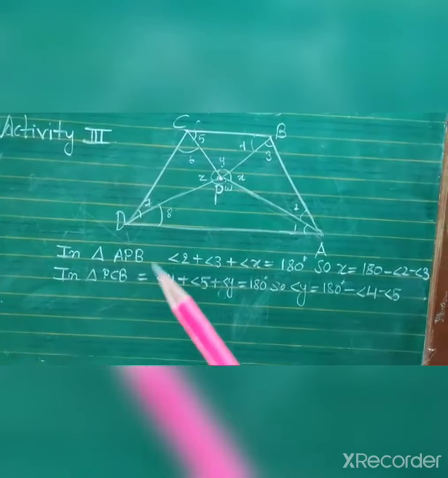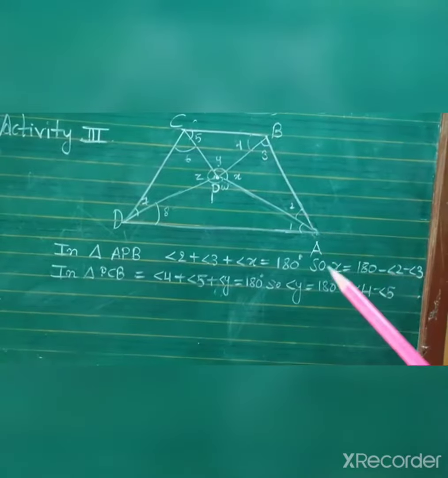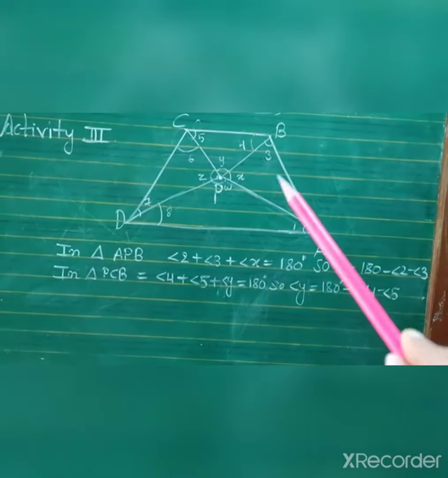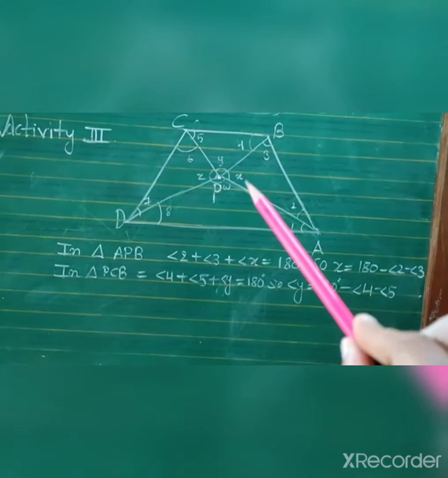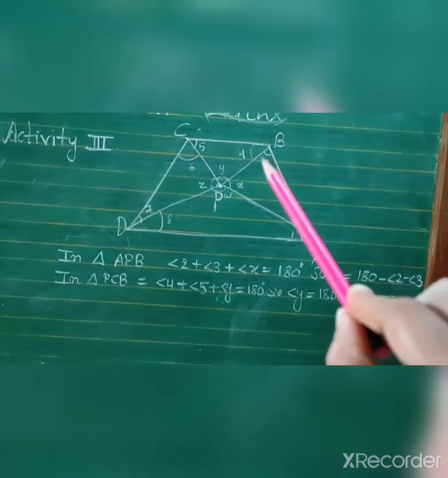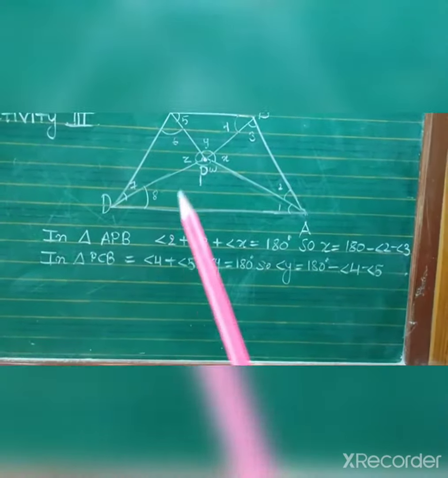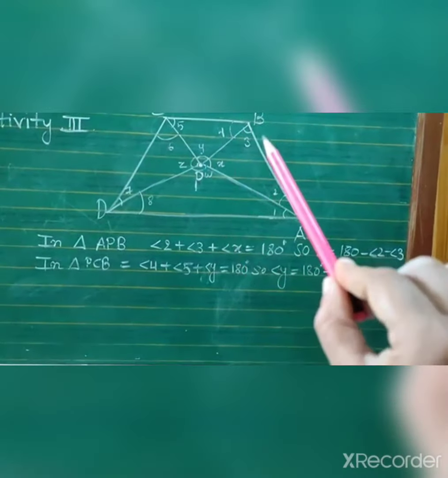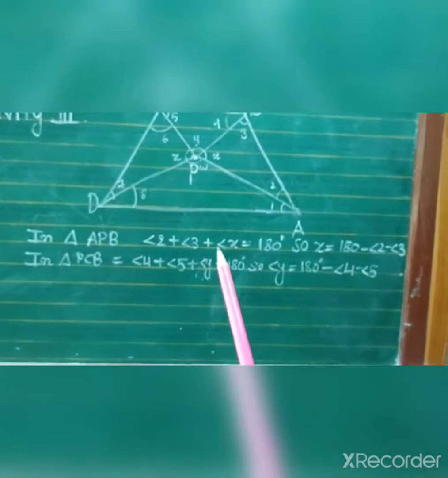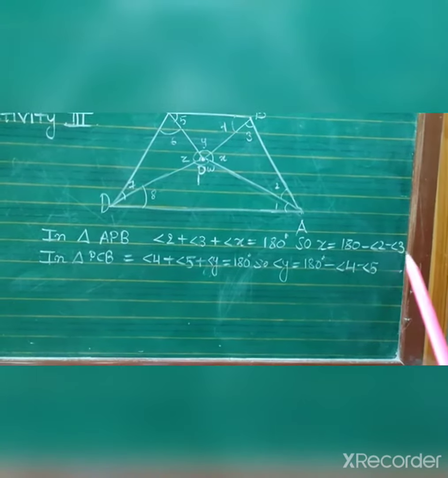Okay. Now consider this triangle. The sum of three angles is 180 degrees. But if we want to know the unknown angle X, from the 180 degrees we will subtract these two angles. So you can see here in triangle APB, the sum of all three angles is 180 degrees. So X equals 180 degrees minus angle 2 minus angle 3.